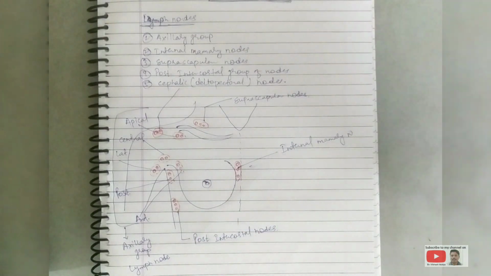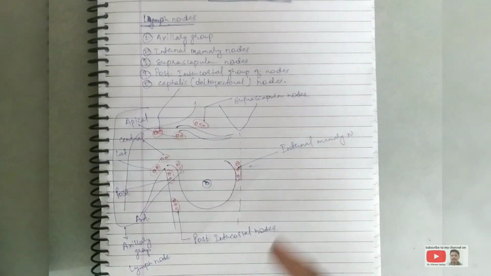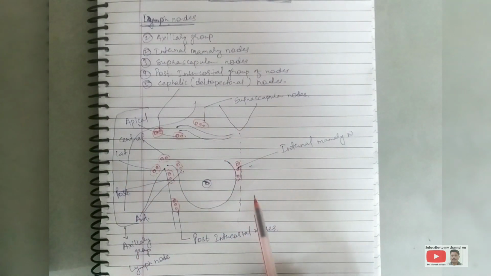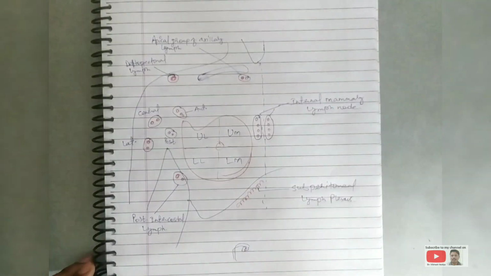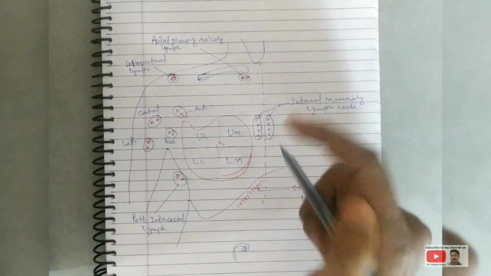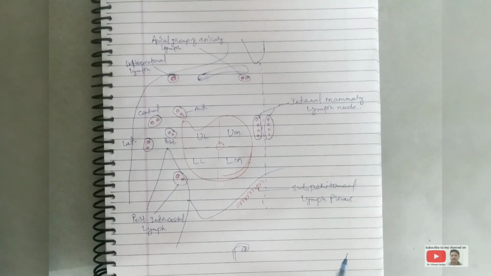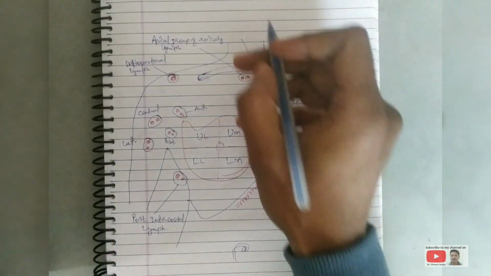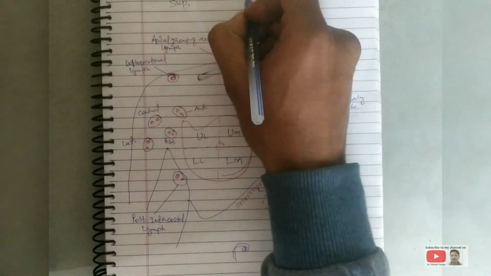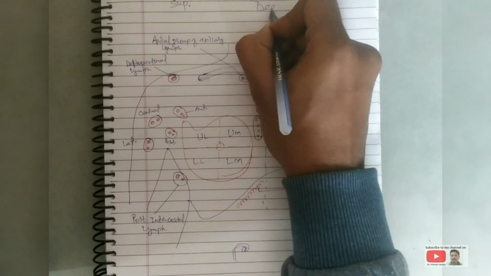Now we're going to discuss the lymphatic drainage of the breast. For better understanding of lymphatic drainage of the breast, we need to understand the locations of these lymph nodes. Basically, the lymphatic drainage of the breast is divided into two groups: superficial and deep.